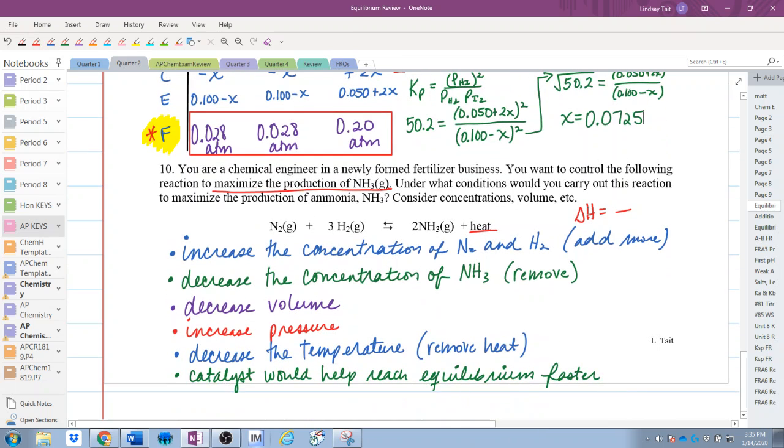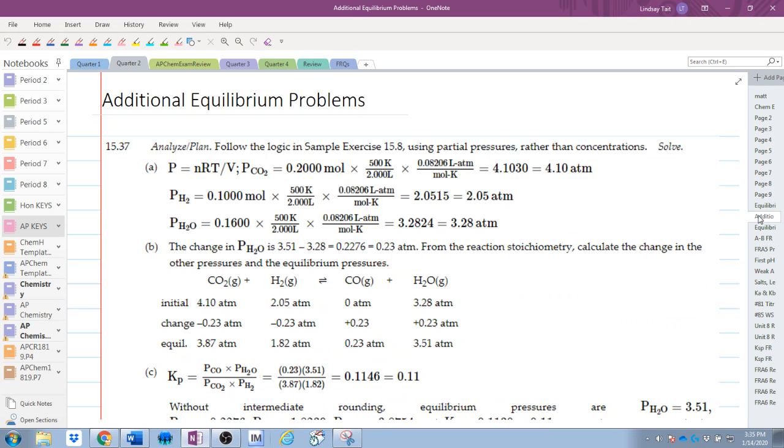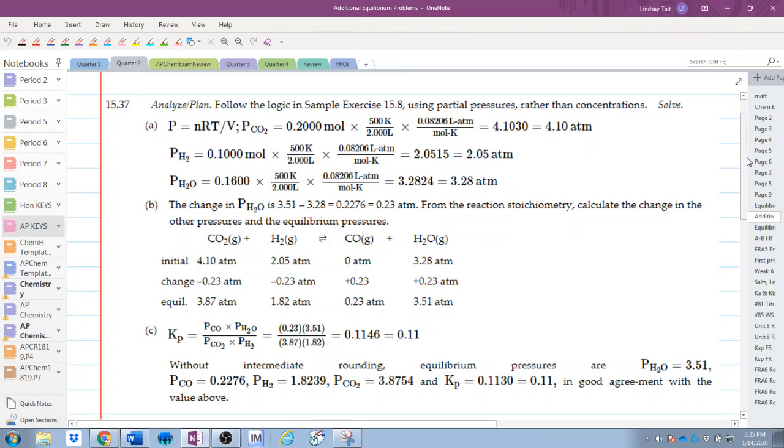And lastly, number 10. These are all of the things that you could do. All right, and then let's take a look at those additional problems from the textbook. I just snagged the answer keys from the textbook. So here was the first problem, number 37, A, B, and C. So all of the work with answers.